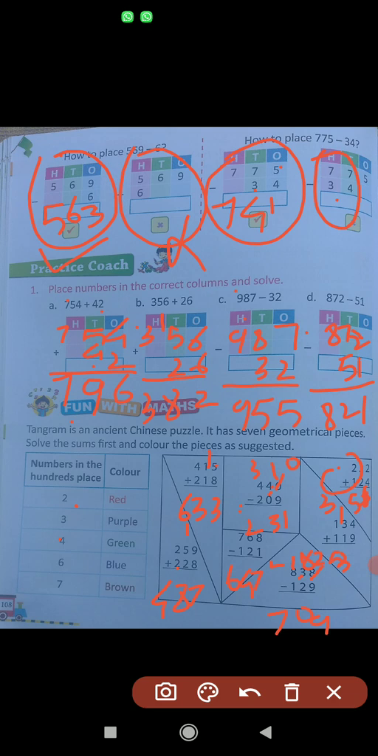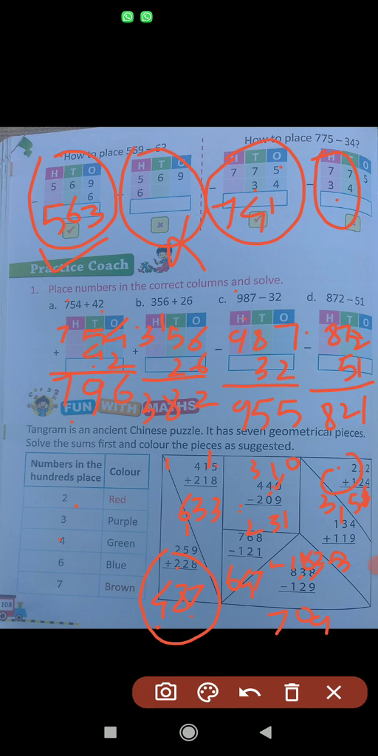Next, number 4, and see where it comes. 4 comes in the hundreds place in the answer. So see, in this question 4 comes in the hundreds place after adding 228 to 259. 259 plus 228 is equal to 487. Correct? So color it with green. Color the whole box, okay? Not the number.